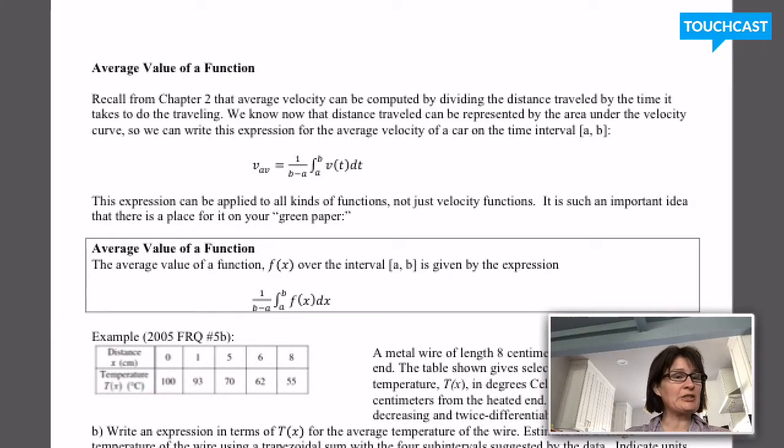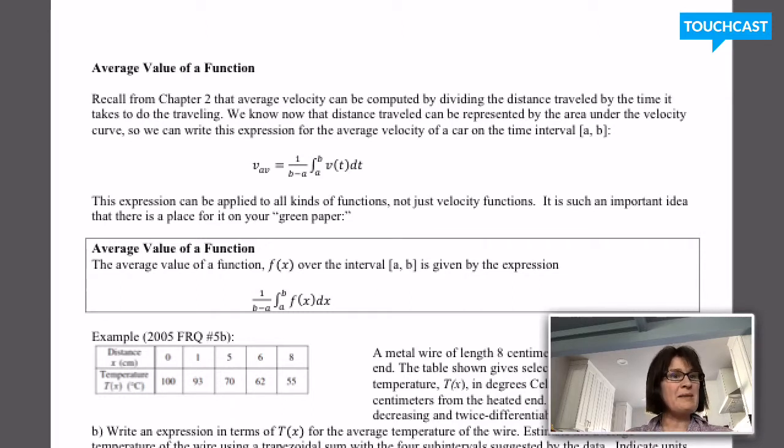The next big idea in section 5.3 is finding the average value of a function. Remember back in chapter 2 we found the average velocity of a car or something. That was by finding the distance traveled and dividing by the time it took to go that distance. Well then, just a couple of sections ago we learned that we could find distance traveled by finding the area under a velocity curve. So here's a new expression for average velocity.